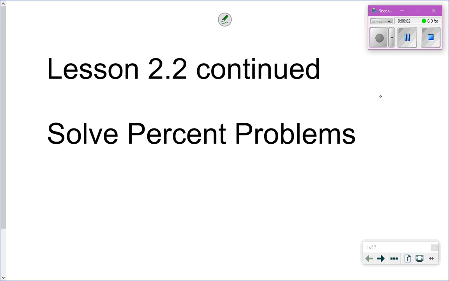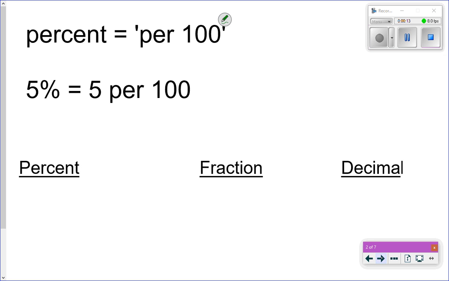Today we're going to finish up section 2 of chapter 2, and we're going to be solving percent problems. So we're going to be working with one specific formula throughout the examples. First of all, we need to come back and make sure that we recognize what the word percent means. Percent means per 100. So 5% is 5 per 100.